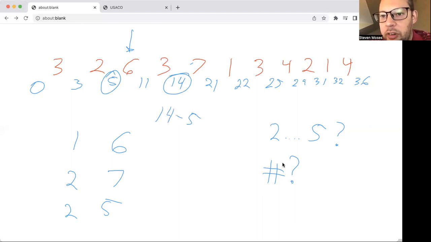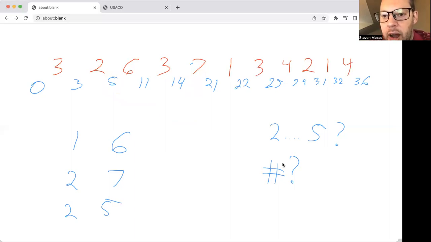Now, the reason that works is because right here I've got 5. I added 6 to get 11, and I added 3 to get 14. So I've accumulated a total of 9 while going from the index before 6 to the index after 3. So what I then can do is I can do 14 minus 5 to get the total amount I added over the course of that range. Now, this works for a range of any size, with any starting point and any ending point.